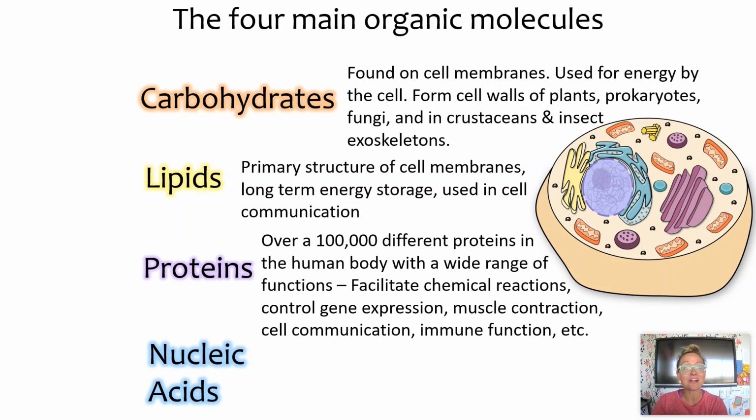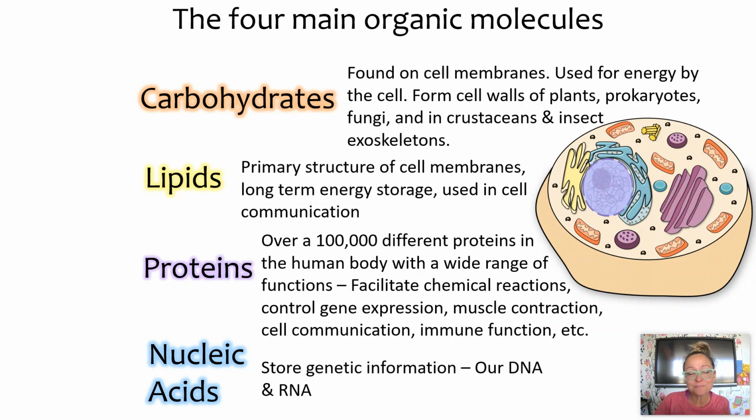Proteins. Oh, wow. We have over 100,000 different proteins in the human body, and they have a wide range of functions from carrying out chemical reactions to cell communication, regulating our DNA. Proteins are amazing and wide-ranging. And then we have nucleic acids, which are basically our DNA and our RNA, which is really used for genetic information, storing it as well as passing it on to future generations. But what we are going to focus on in this video or PowerPoint are the elements in each of these macromolecules, as well as how we can start to build these large macromolecules.